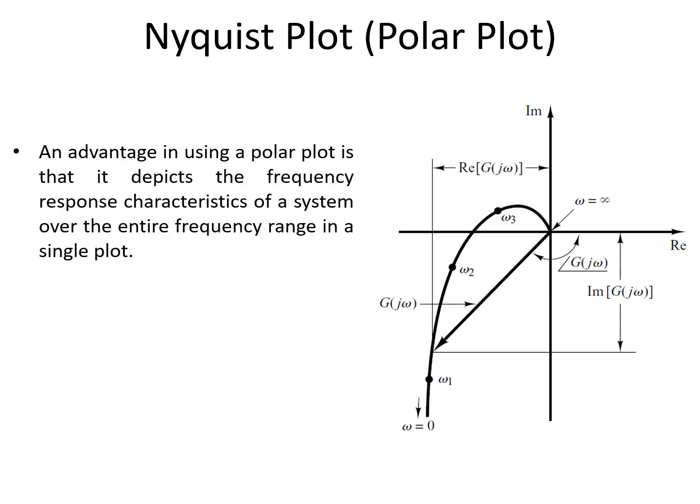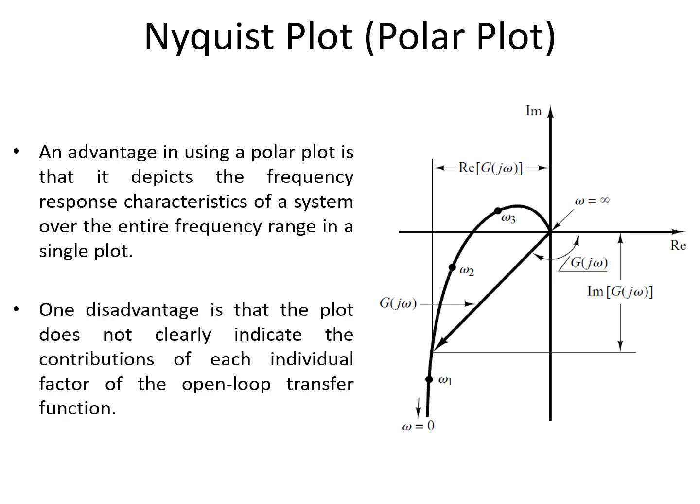The next point is about polar plots. The main advantage of using a polar plot is that it depicts the frequency response characteristic of a system over the entire frequency range within a single plot. Similarly, one disadvantage of this plot is that it does not clearly indicate the contribution of each individual factor of the open loop transfer function for the analysis.